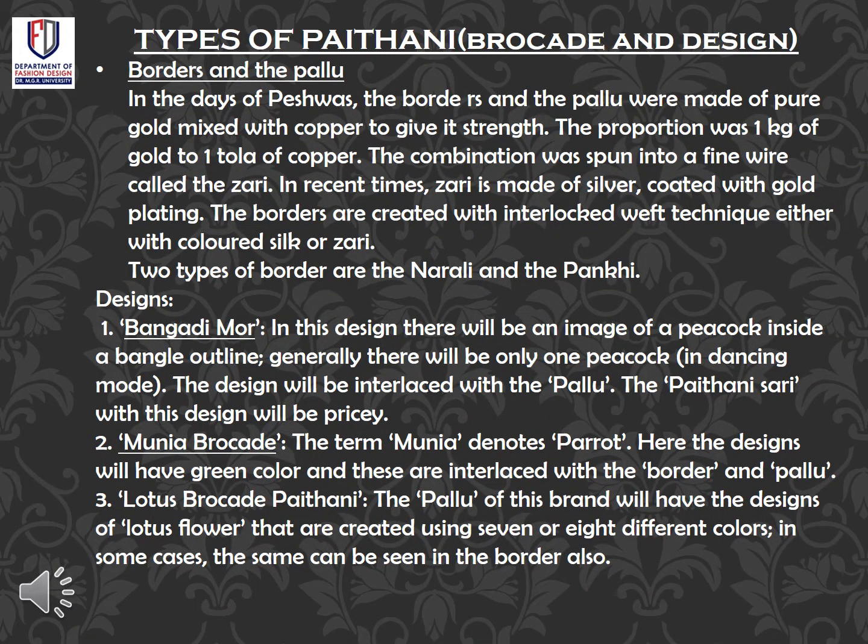Types of Paithani, brocade and design. First is borders and pallu. In the days of Peshwas, the borders and the pallu were made of pure gold mixed with copper to give it strength. The proportion was 1 kg of gold to 1 tola of copper. The combination was spun into a fine wire called zari. In recent times, zari is made of silver coated with gold plating.